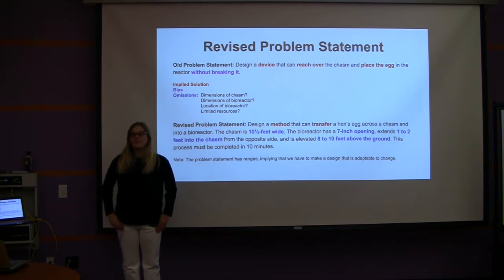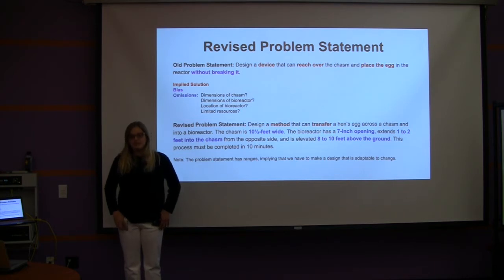Our original problem statement was to design a device that can reach over the chasm and place an egg in the reactor without breaking it. From this, we noticed the implied solutions highlighted in red, the biases in purple, and some omissions such as dimensions of the chasm, dimensions of the bioreactor, and the location of the bioreactor. And also what does limited resources even mean?